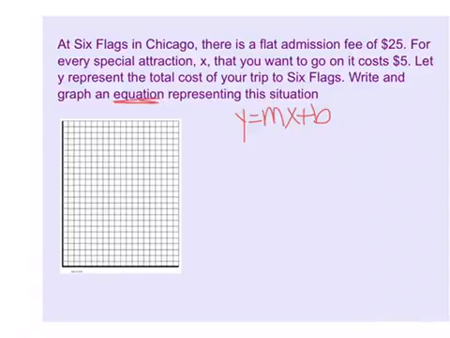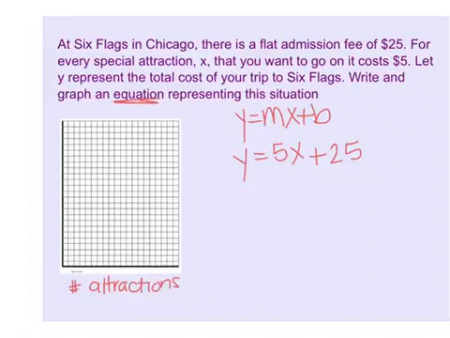So if I have a flat fee of $25, that's what I'm beginning with. I pay that no matter what. The thing that's moving is it's going to cost me $5 for every attraction I want to go on. So I have 5x, and I want that to be the total money that I spend. So my X actually stands for my number of attractions. And my Y stands for my total cost.